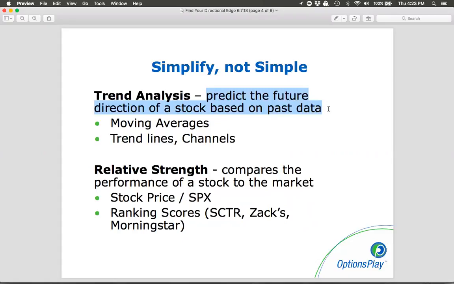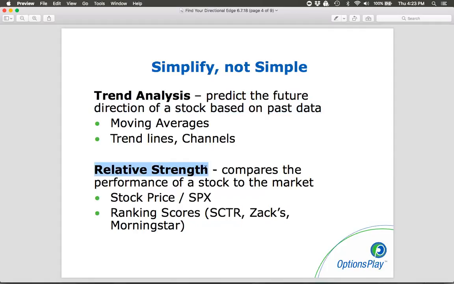So this is really simple because trend analysis gives us an idea as far as whether we think the stock's going to continue going higher or continue going lower. The second piece that we want to look at is relative strength. This is a simple calculation that many technicians and market strategists will use, and it's simply understanding how an asset compares to the performance of the market.